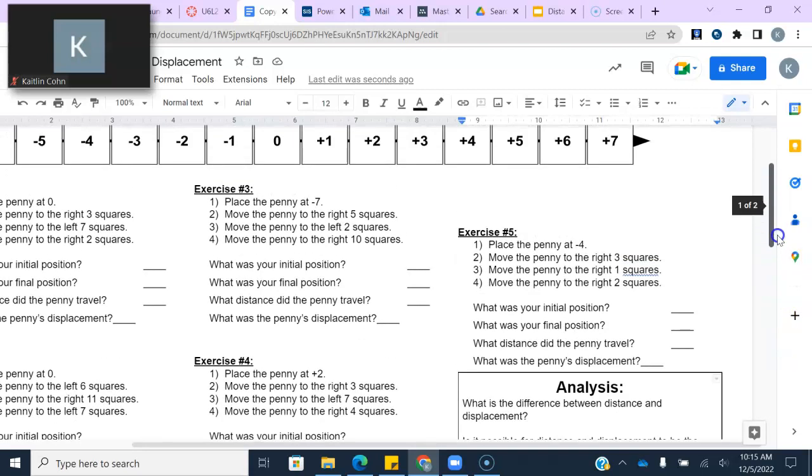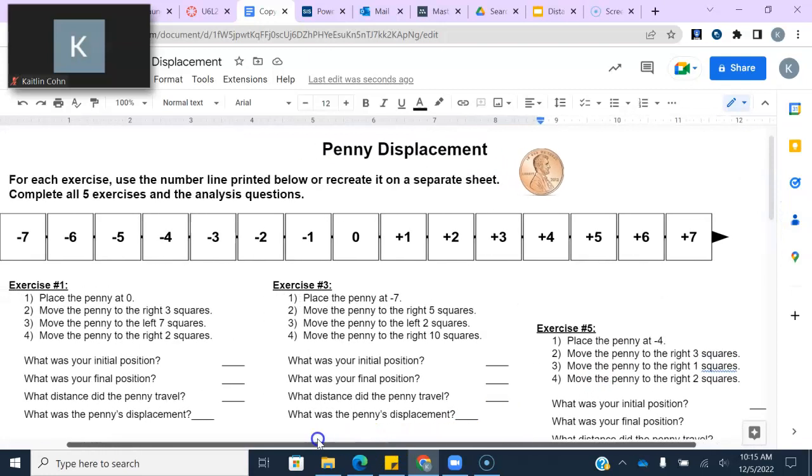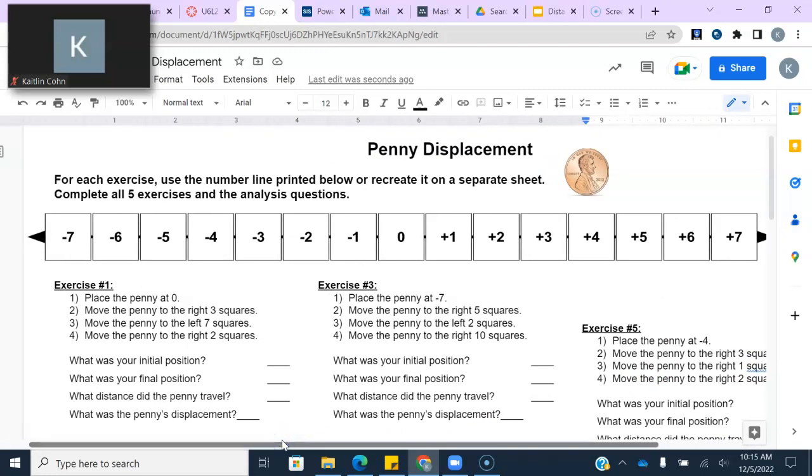All right, so our little penny is up here at the top right corner. And we're just going to follow directions for each exercise. So I'm going to model exercise 1 for you, and then you guys will do 2 through 5 and the analysis questions on your own. Now, once you get the hang of this, you might not actually have to physically move the penny. But for visualization purposes, I'm going to show you how to do it.